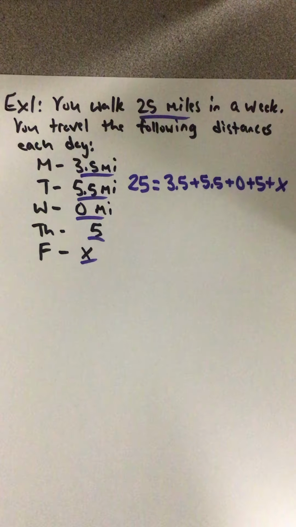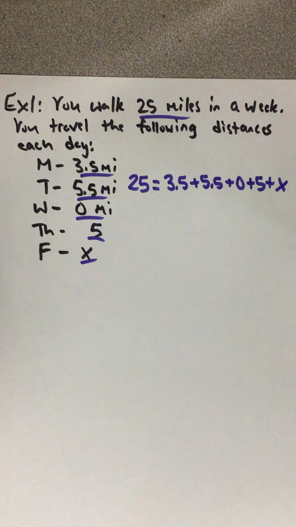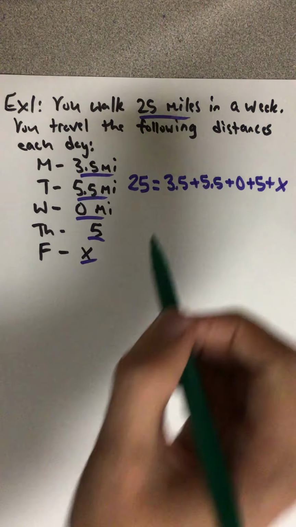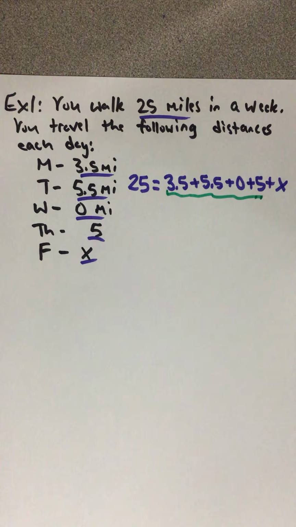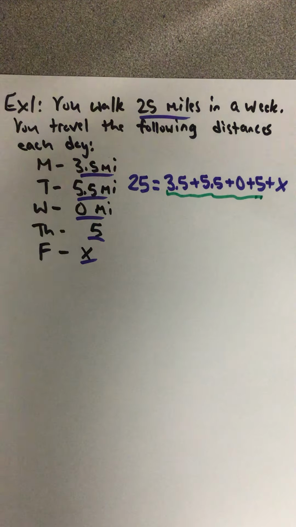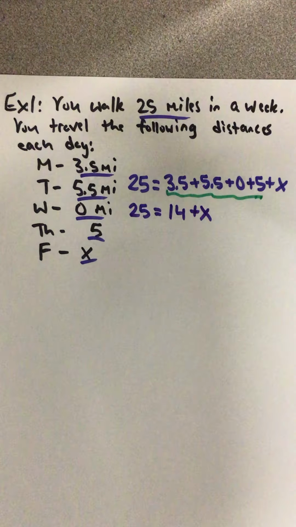So on this one, we need to combine like terms, and our like terms here are these numbers. So we need to add 3.5, 5.5, 5, and 0 together. So over here we still have our 25. 3.5 plus 5.5 is 9, plus 5 is 14. And then we have our x, which cannot be combined.